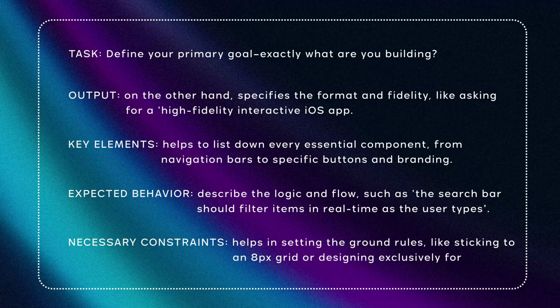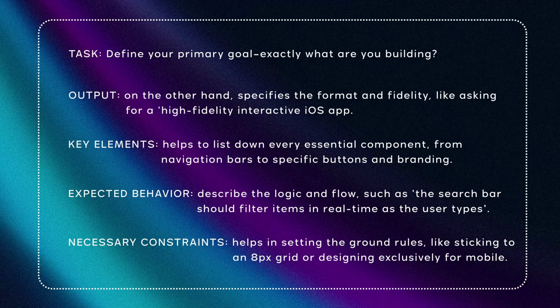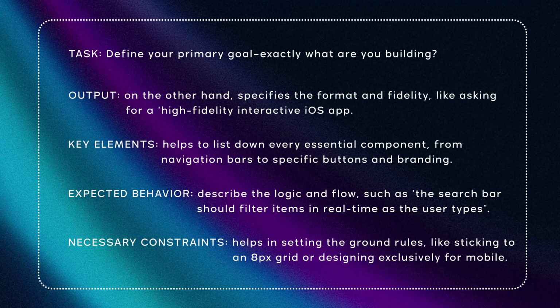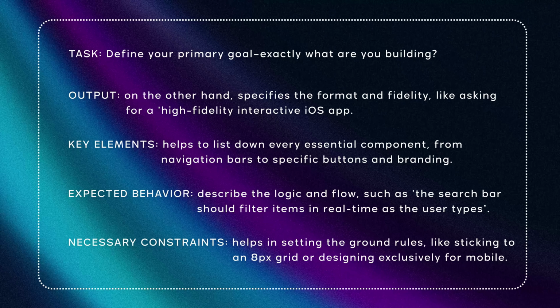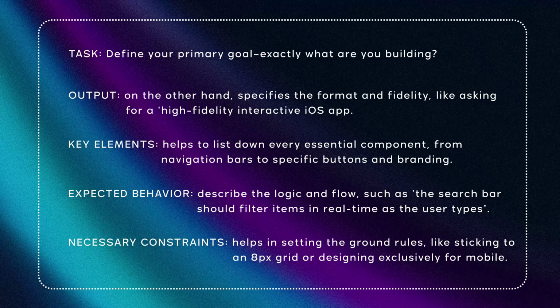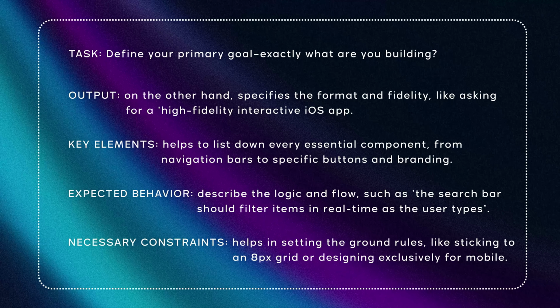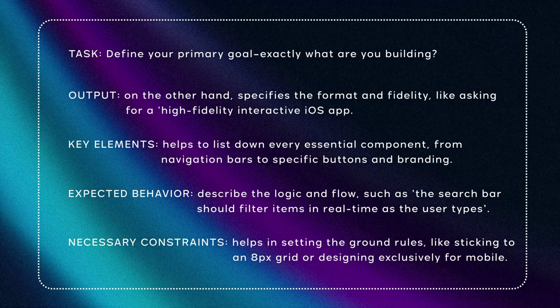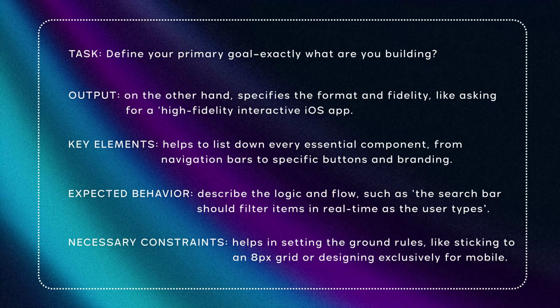Necessary constraints are crucial too, as they help in highlighting the potential boundaries or some sort of rules for the AI app to follow while designing the app. A few possible examples under this section are: I want an iOS mobile app only with 8 pixel grid.